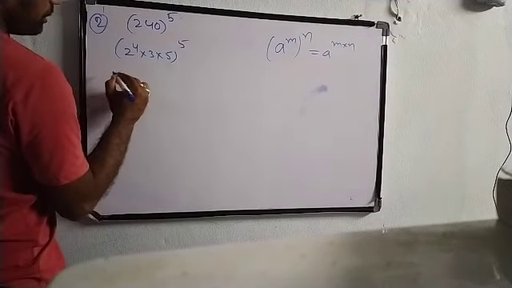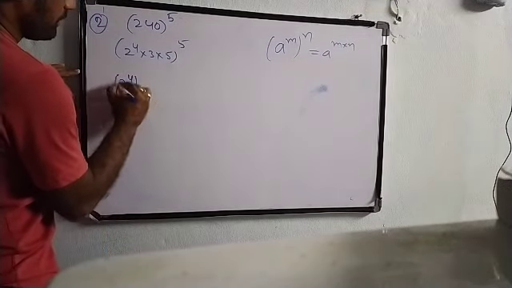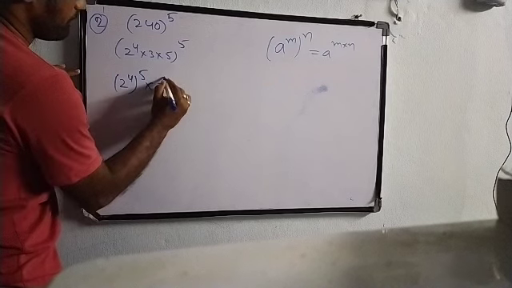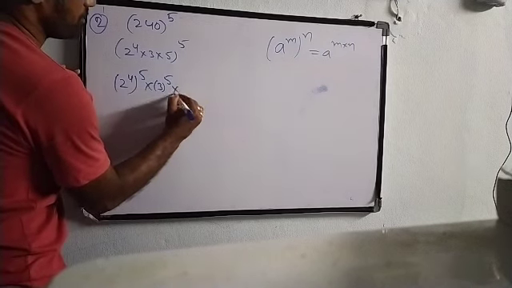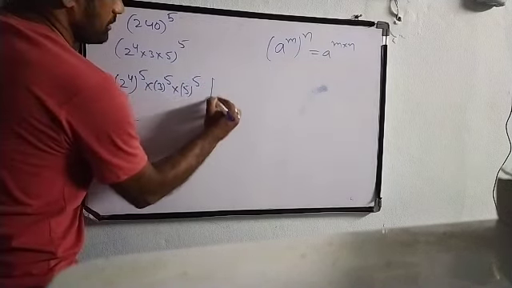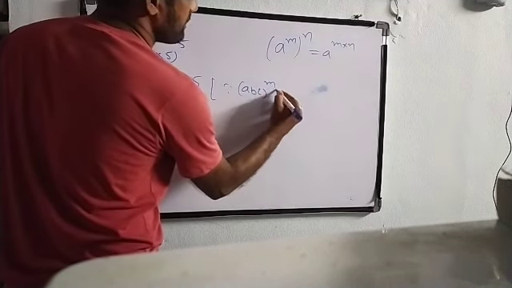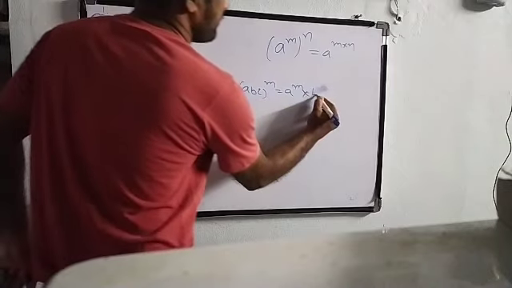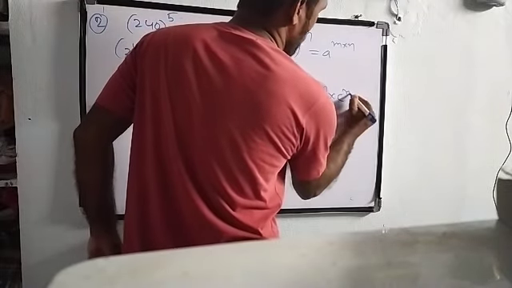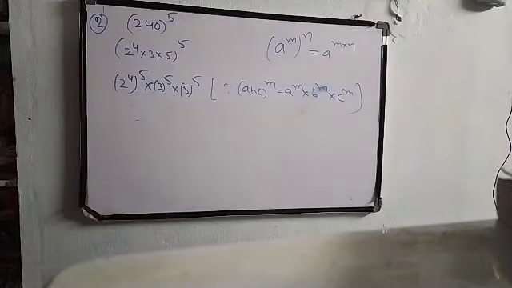So (a × b × c) to the power m can be written as (2 power m) whole power 5 into (3 power 3) whole power 5 into (5 power 5)... So we have used the law (abc) power m is equal to the individual powers: a power m into b power m into c power m.